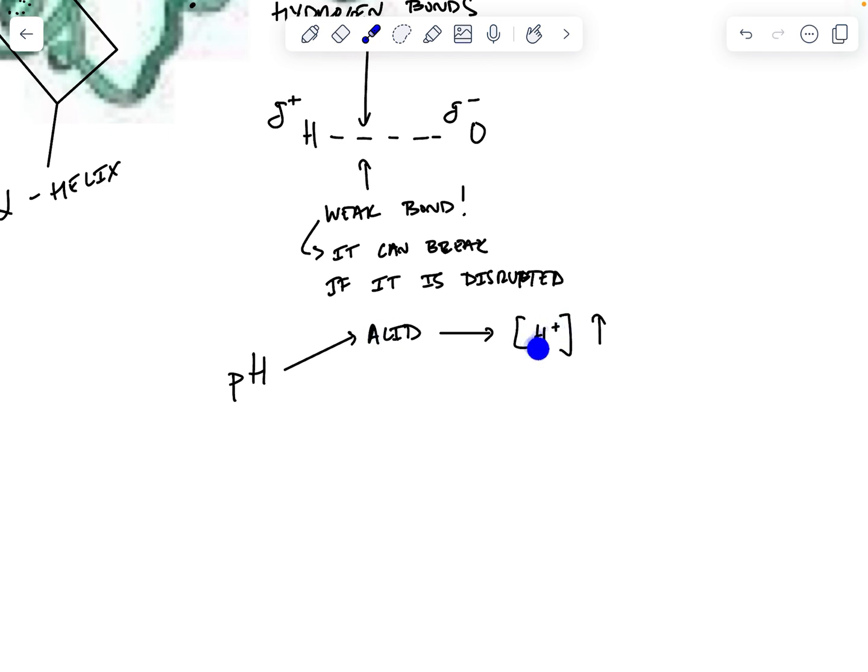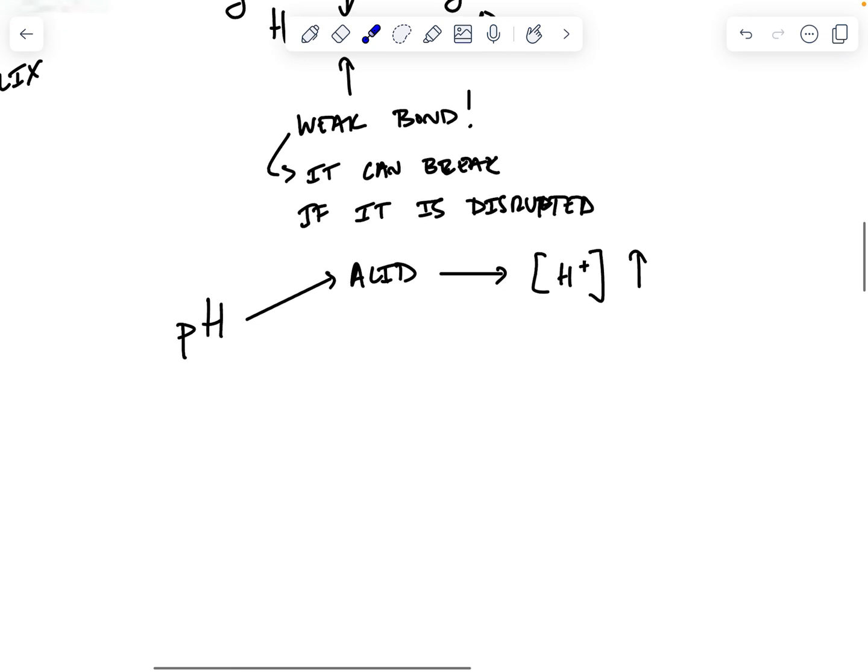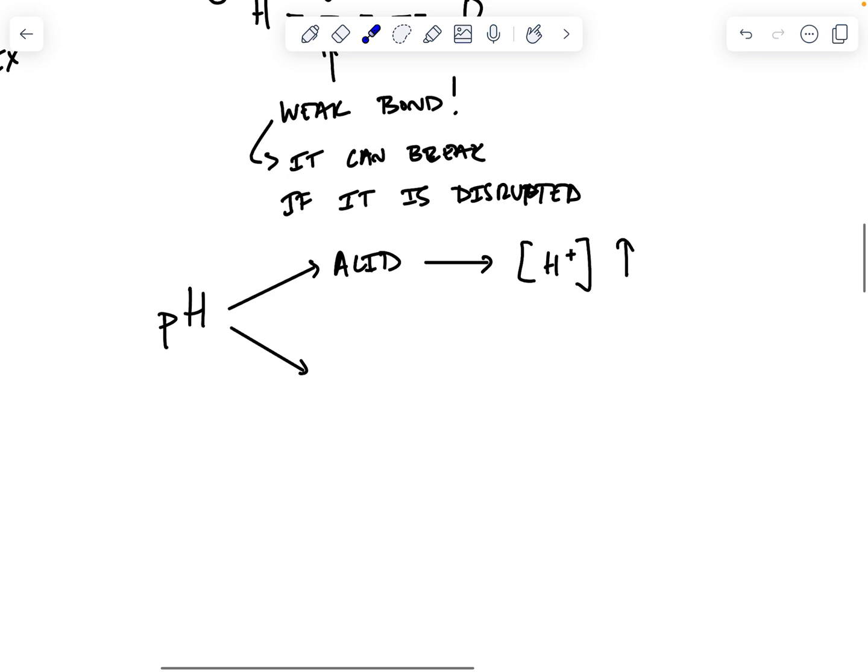So when there's a lot of free hydrogen in solution, these hydrogen ions sneak in, get in the way of this hydrogen bonding with this oxygen, and form a hydrogen bond with this oxygen instead. So when the pH is low, when it's an acid, it means hydrogen concentration is very high, and this bond can be disrupted. When the pH is high, this means that we have a base. And instead of having a lot of free hydrogen in solution, now we have a lot of OH minus in solution.